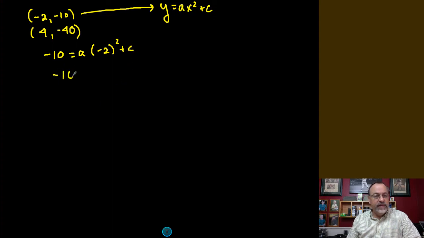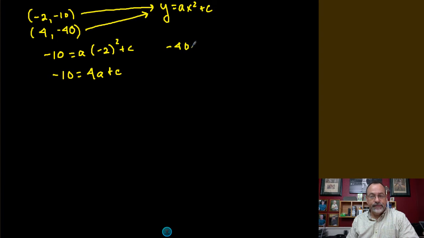If I simplify this as far as I can, squaring -2 is 4, so 4a plus c, I have an equation where I have two variables. Now remember, if I have two variables, I need a second equation. So all I need really is a second equation to create a system, and then I can use substitution or elimination. Well, here's a second ordered pair, so let's substitute these in and get our second equation. Here I have a y value of 0 equals a times the x value squared plus c. So this is going to give me -40 is equal to 16a plus c.